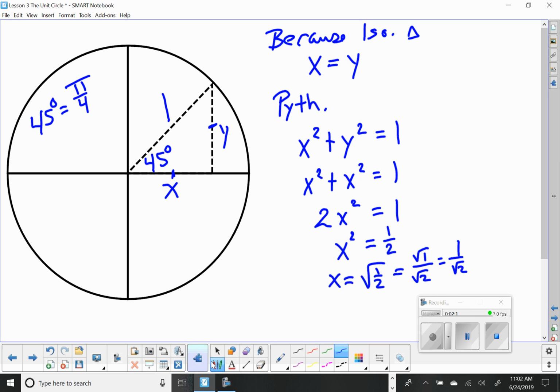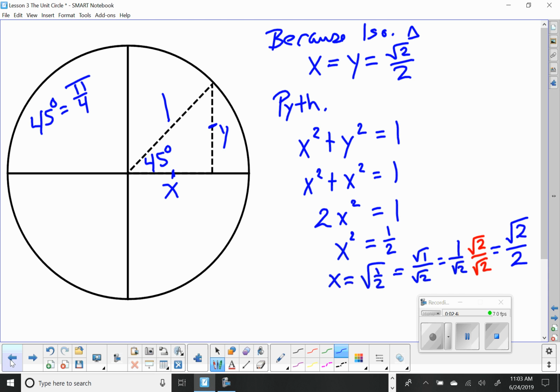Well, here the only problem is I can't have a radical in the denominator, so I must rationalize. Rationalize means I have to multiply by some form of 1 so that I remove the radical from the denominator. The square root of 2 times the square root of 2 is 2. 1 times the square root of 2 is the square root of 2. So that's how I get x. X is equal to root 2 over 2, but since x is equal to y, then y is also equal to root 2 over 2.